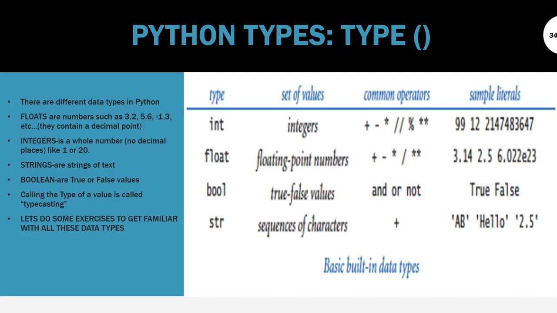We already talked about strings. Text in Python is a string. What we haven't talked about is Boolean values, which are either true or false values. You can put the type function on a value, and try to find out what kind of value you have. Let's do some exercises to get familiar with all these data types.